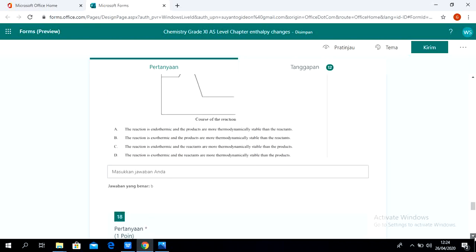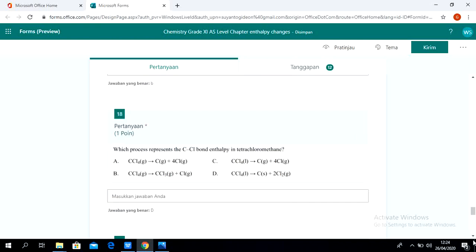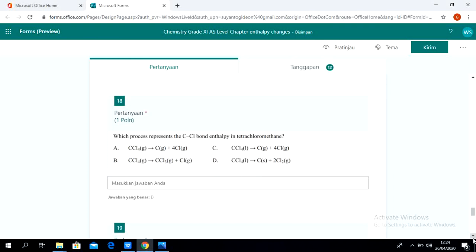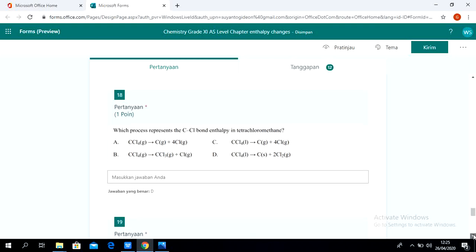Okay. Next, which process represents the C-Cl bond enthalpy in tetrachloromethane? The answer has to be D. Bond enthalpy, C-Cl. This is at room temperature and pressure. CCl4 liquid becomes carbon as solid, and chlorine as gas at room temperature and pressure.